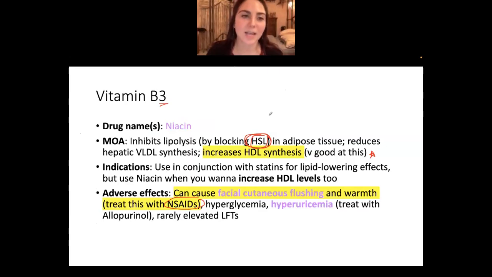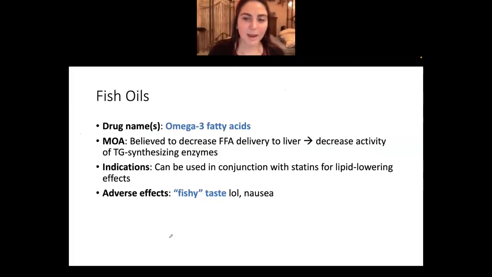Another weird thing you can see is hyperuricemia. You give a patient niacin and now all of a sudden they have gout. You're like, oh, that's weird. Don't stop the medication, give them allopurinol. And then it rarely elevates LFTs. Okay. And then your fish oils.